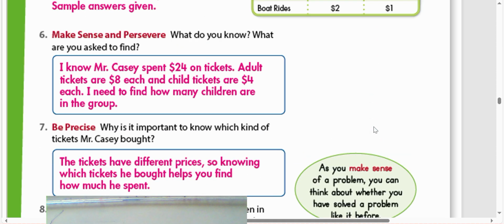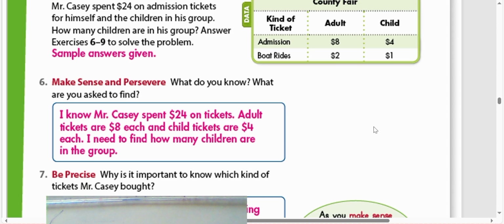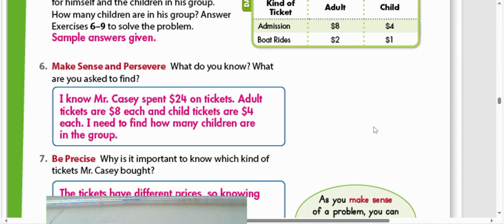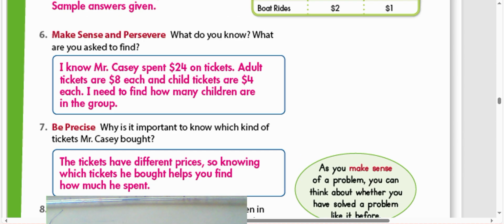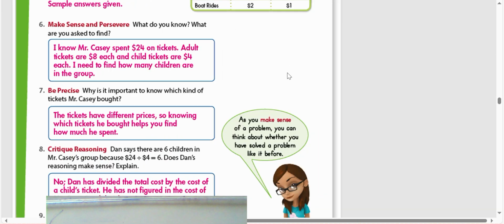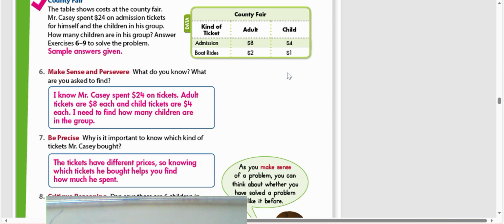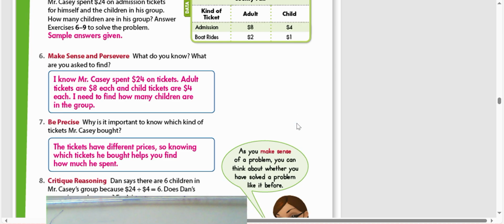Next question. Why is it important to know which kind of tickets Mr. Casey bought? It's important to know to find the difference. The tickets have different prices because we have different prices here: first $2 and second $1, and also admission $8. We have different prices. So knowing which tickets he bought helps you to find how much he spent.